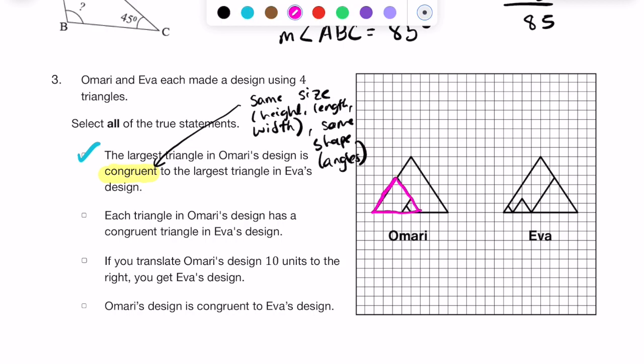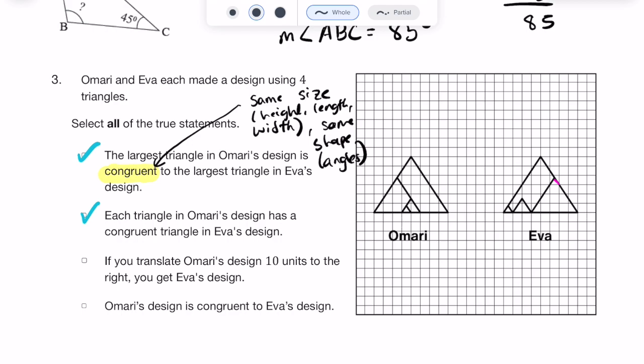Here's a triangle in Amari's, and then we can find this one that's congruent to it in Eva's. Again, that's the same height, the same width. We could use tracing paper, trace it, and it would line up. Then we have this one and this one. Those are, again, the same height, the same width. And then this one and this one. Again, the same height, same width. Those are the same triangles. Now, they're not arranged in the same way, but if we're saying each triangle, like we just specify just those small triangles, is congruent, then that is going to be true as well. Okay?